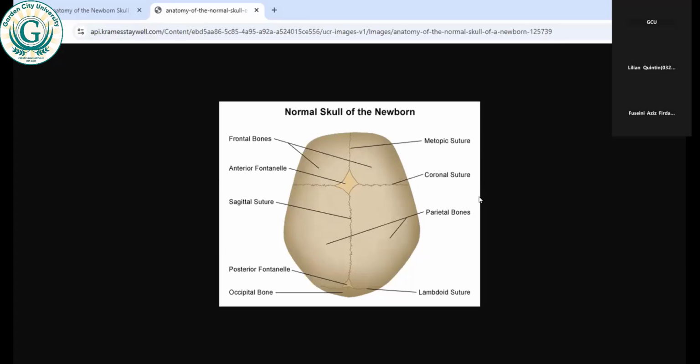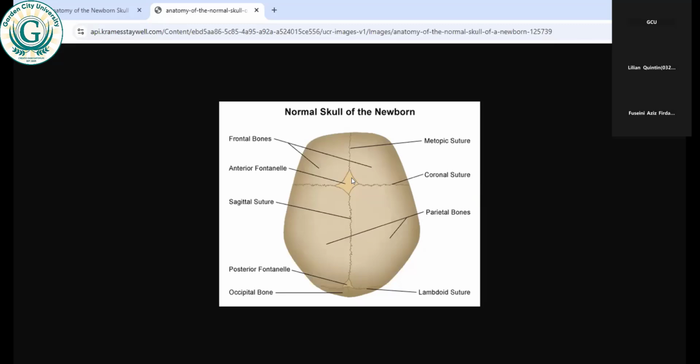Sorry. The anterior fontanelle, that's the bregma, measures 3 to 4 centimeters long. That's the length. And 1.5 to 2 centimeters wide, that's the width, and it normally closes by 18 months of age. So the posterior closes at 6 weeks, and the anterior closes at 18 months of age.